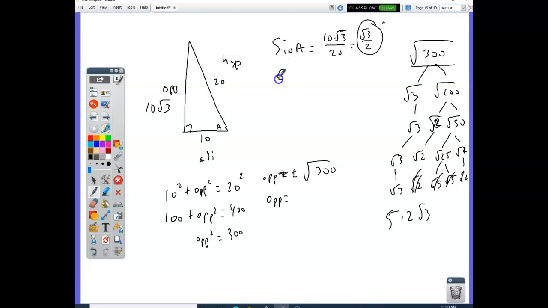What about cosine? Cosine is adjacent over hypotenuse. So that'd be 10 over 20, which is? Divide top and bottom by 10. 1 over 2. Then tangent of A. So 10 root 3 over 10. So root 3. And that's what those are.